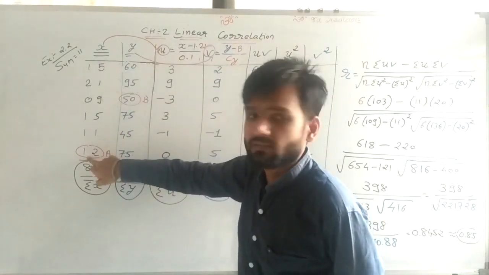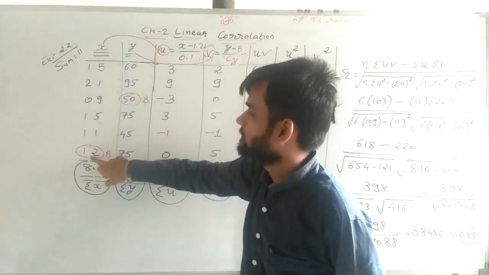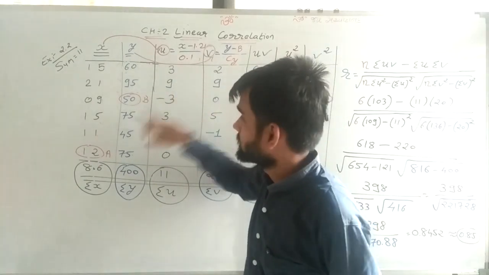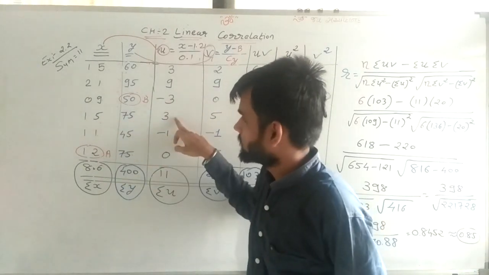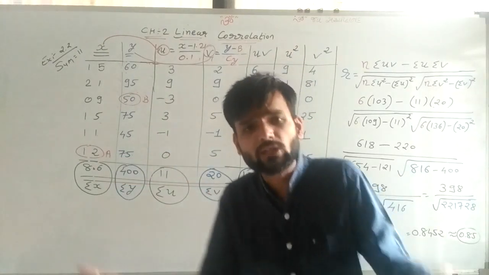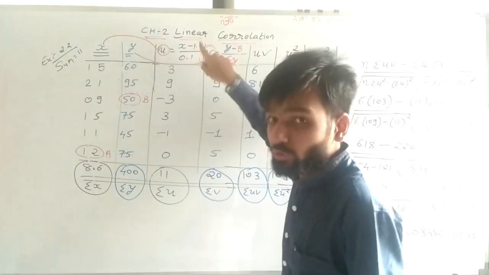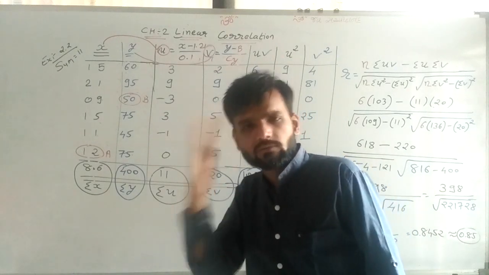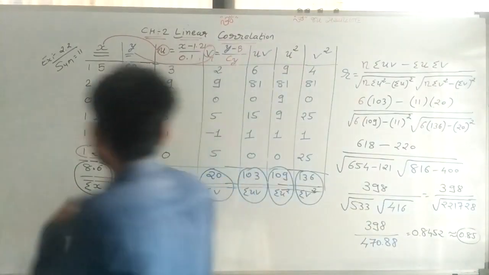So 15 minus 12, answer is 3. 21 minus 12, answer 9. 9 minus 12, so minus 3. 15 minus 12, 3. 11 minus 12, minus 1. 12 minus 12, 0. So the calculation becomes easy. You have to write here minus 1.2 divided by 0.1. But whenever you are calculating, think directly in this way.